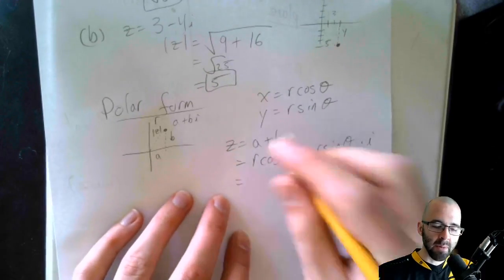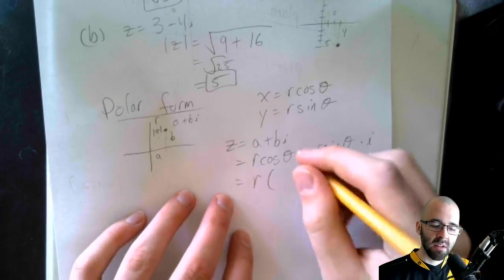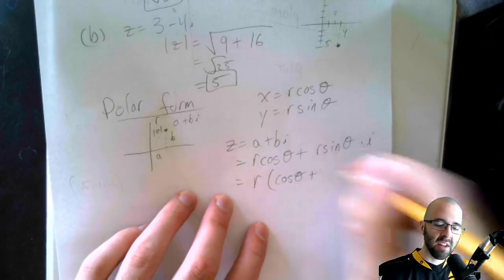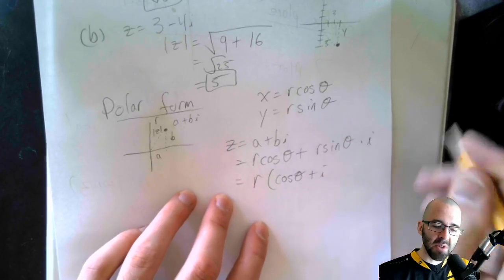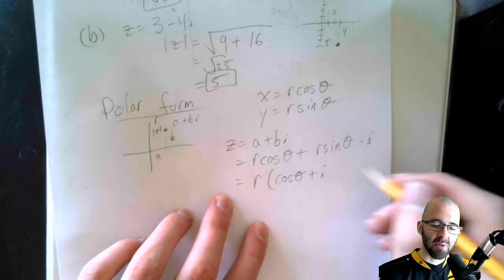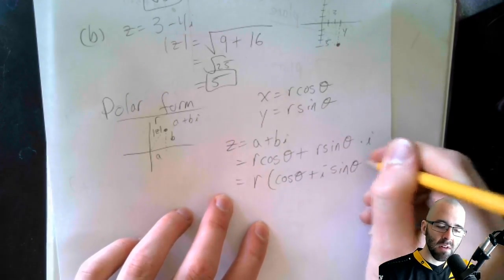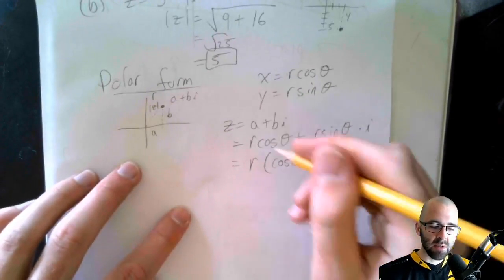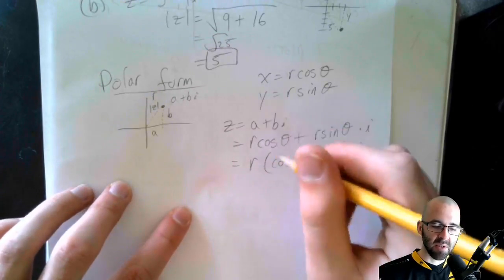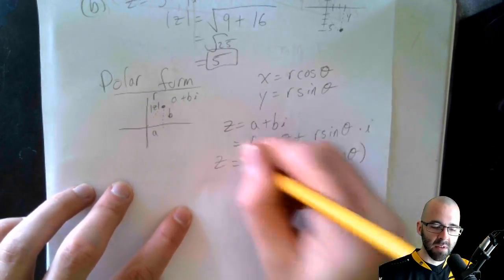Usually we rewrite it a little bit. We factor out the r. We have cosine theta. And then we almost never do this except for polar form of complex numbers. We write the i in front. So this right here is polar form of complex numbers. This is standard form.